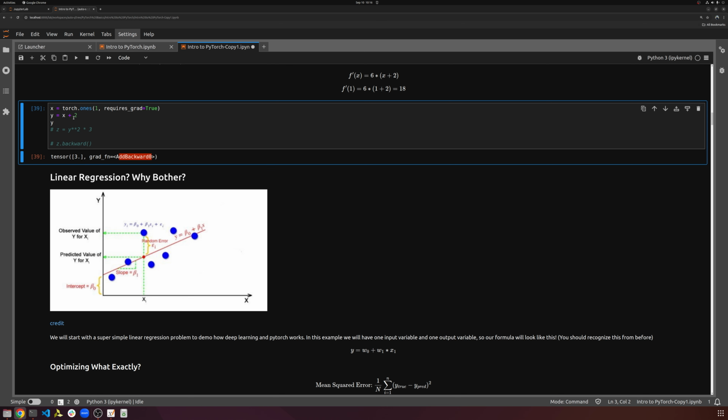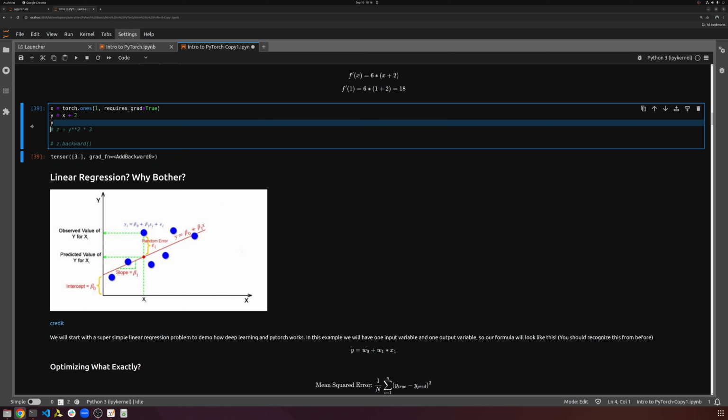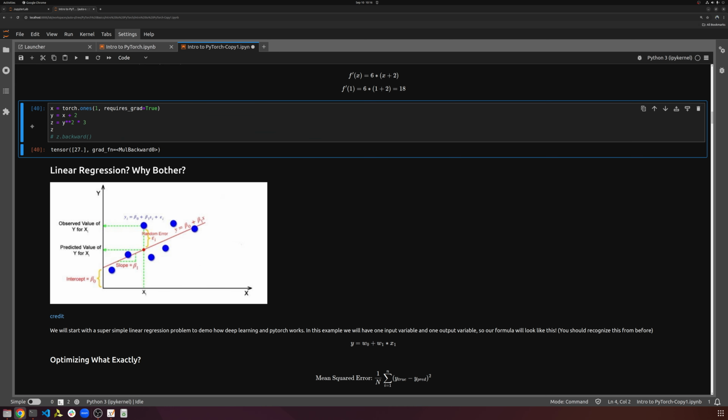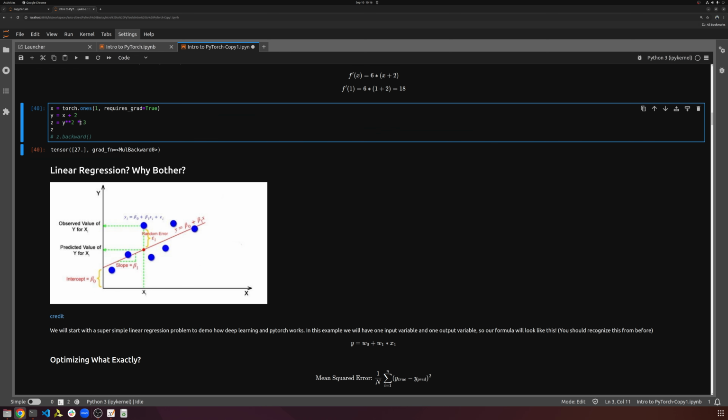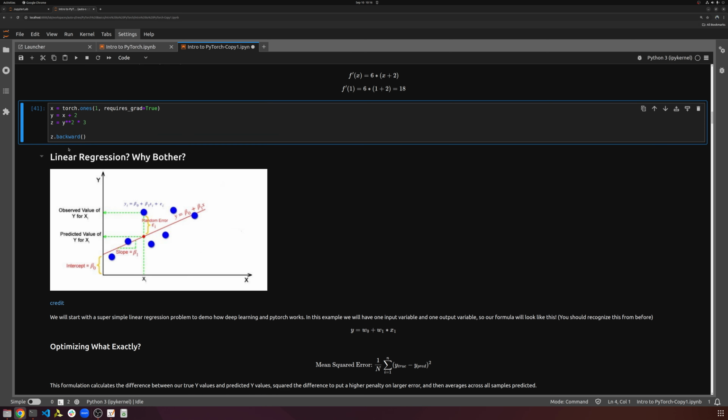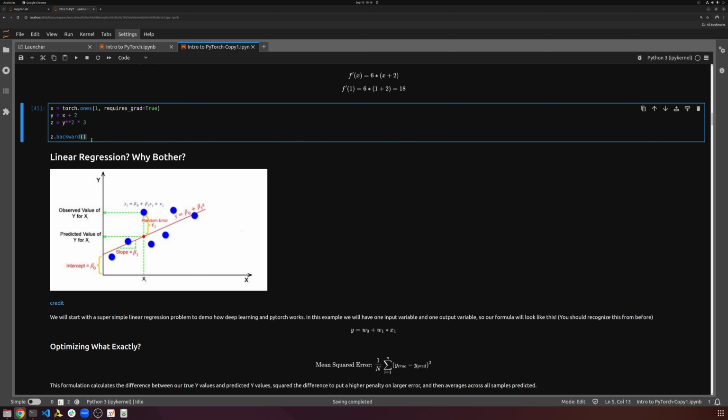Why is it add backwards? Because we did an add. After that, z is going to be 27, like we saw before, but it's multi backwards, right? These are basically multiplication operations. So that's the only reason I broke it up like that. And now we can do z.backward(). And now it definitely should not throw any error. So we have now computed the gradient.